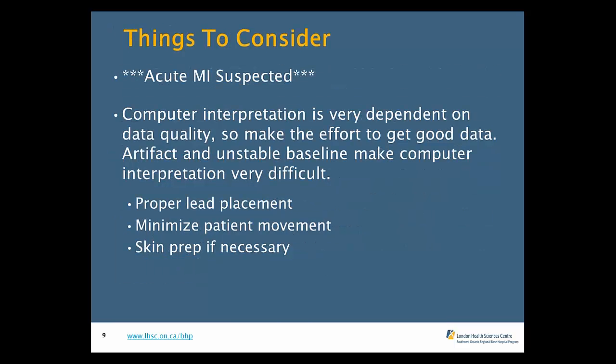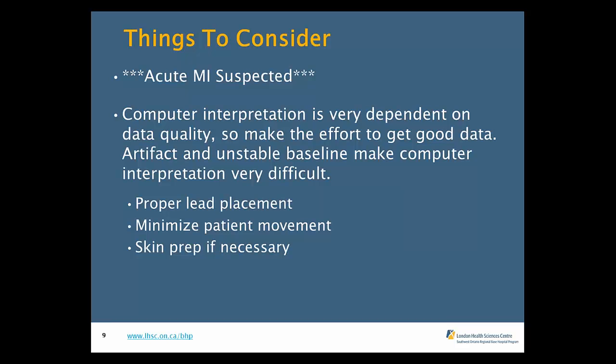So moving into some of our practical considerations, it makes sense that the computer interpretation that we get out in trying to identify STEMIs versus mimics is only going to be as good as the information that you put into it. So really the key thing in trying to make sure that you get reliable data to make a reliable interpretation is the technical aspects of acquiring that ECG. So things like proper lead placement are really important. Being sure to minimize patient movement and communicate effectively to make sure that they're as still as possible to acquire that data for the seconds that it takes.